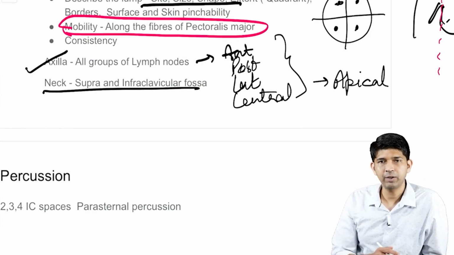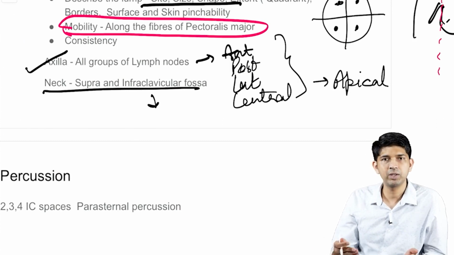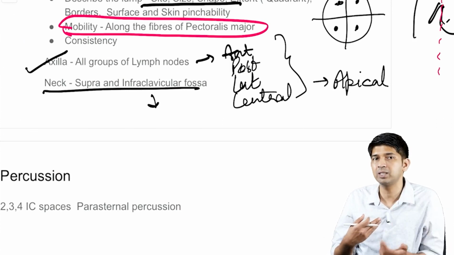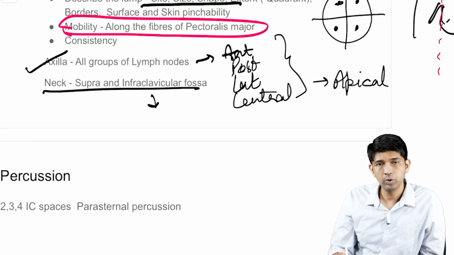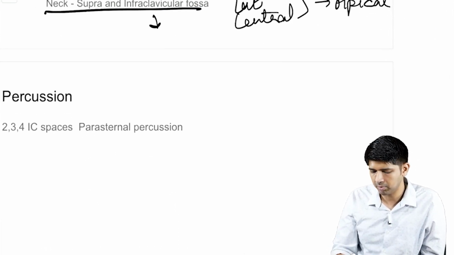And in the neck, you're going to check for supra and infraclavicular regions. Now, this is important because we have discussed that from the axillary nodes, it can go to these regions, which is the level 3 group of lymph nodes. So, you need to examine that as well because they're easily accessible.